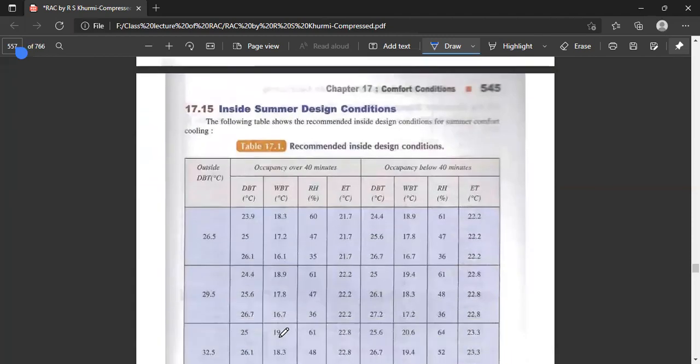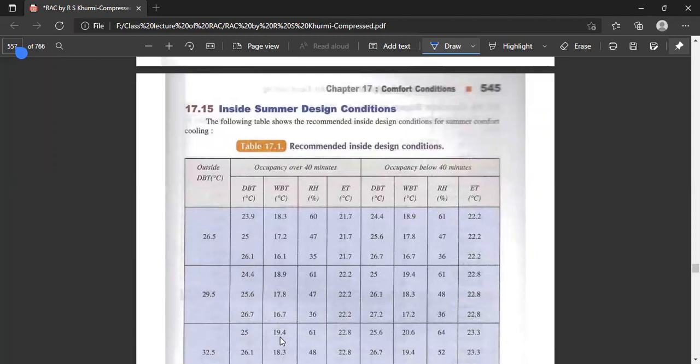Now, what is the inside summer design condition? The outside ground temperature is given here, 26 degrees centigrade, 29 degrees centigrade. Occupants over 40 minutes and below 40 minutes: those staying less, and there are other categories for those staying more. So the dry bulb temperature and wet bulb temperature will vary. Wet bulb temperature, relative humidity, and effective temperature are given here.